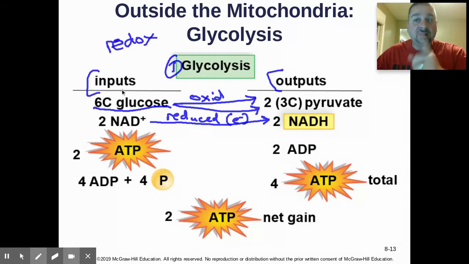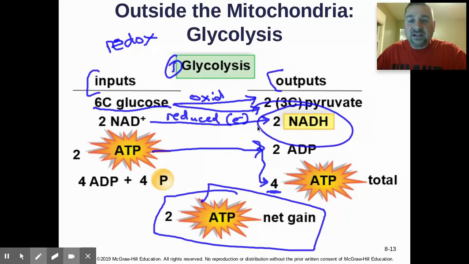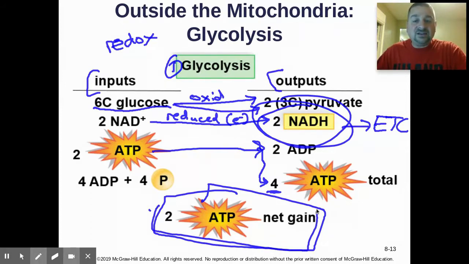Here's that ATP math that keeps haunting us. We're going to invest 2 ATP, but we're going to end up with 4 ATP, which is a 2 ATP net gain. So this first step of just cracking glucose apart, we're going to get some high energy electrons, which are going to be taken to the ETC eventually to be made into more ATP, and we're getting 2 ATP directly, a net gain of 2.